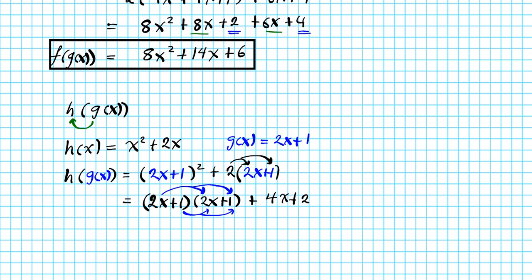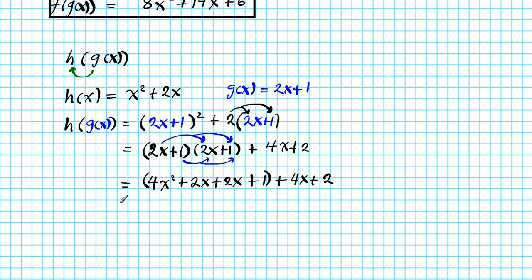Okay? All right, so let's do it. So we're going to have 4x squared plus 2x, first, outer, inner, plus 2x plus 1. We already did it up here. I'm just doing it again for extra practice. Plus 4x plus 2. Let's simplify this completely first before I drop the parentheses. So that's going to become 4x squared, I combine the 2 middle terms, plus 4x plus 1 plus 4x plus 2.